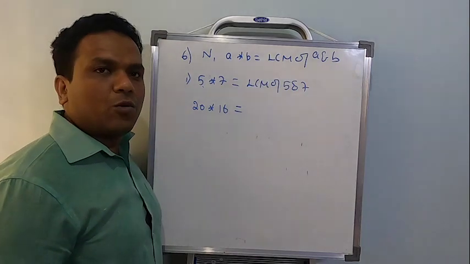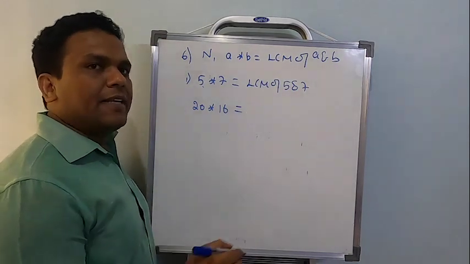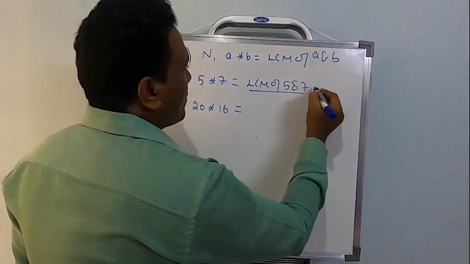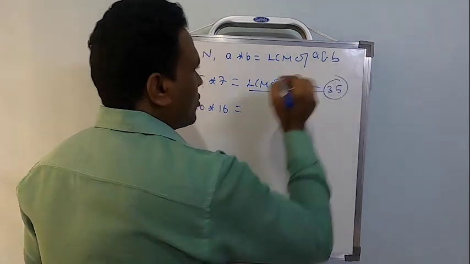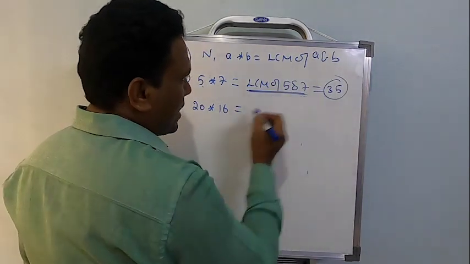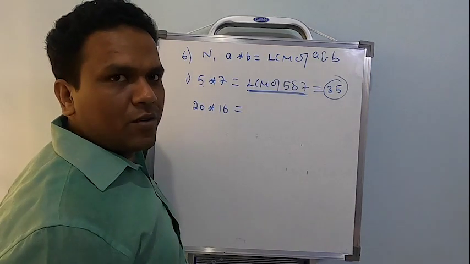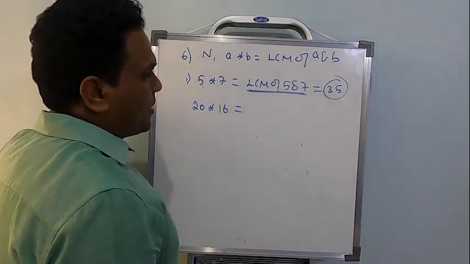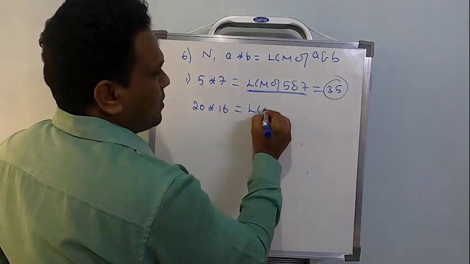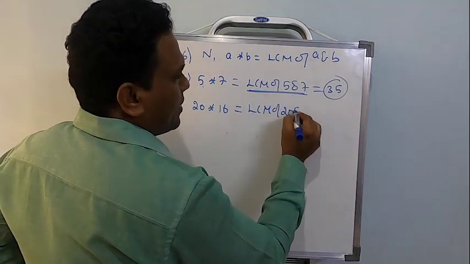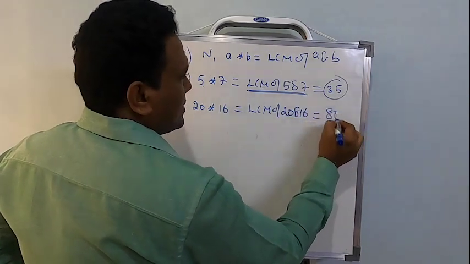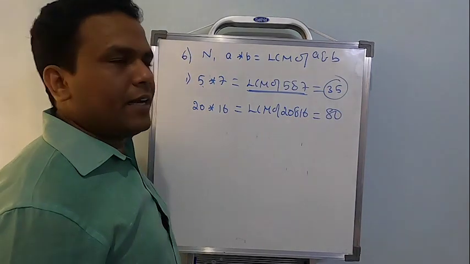In examination, most of the students will stop after writing this. No, LCM of 5 and 7 is 35. This should be mentioned. Don't stop after writing the statement. Write the statement and conclude what LCM of 5 and 7 is going to be. Now, the next is LCM of 20 and 16. Certainly LCM of 20 and 16 is going to be 80.